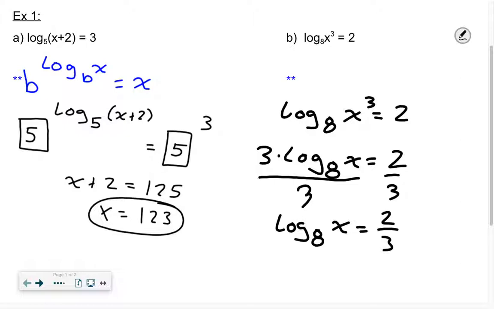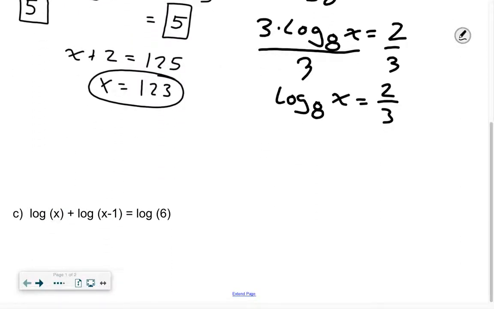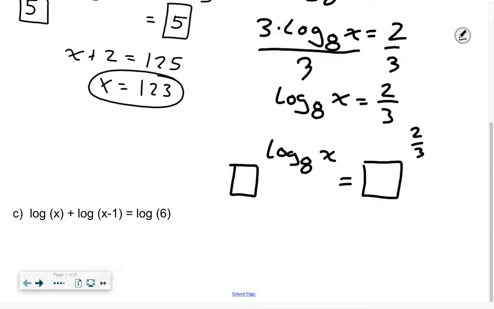There it is. And now let's go ahead and use this property again. So we want to create a base. And we're going to take both expressions on the left and the right hand side and we're going to throw them up into the exponents. So over here we got 2/3. Over here we got log base 8 of x. And what is that new base that we want to create? It's going to be 8 again.